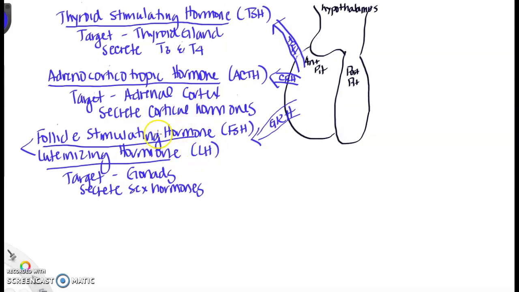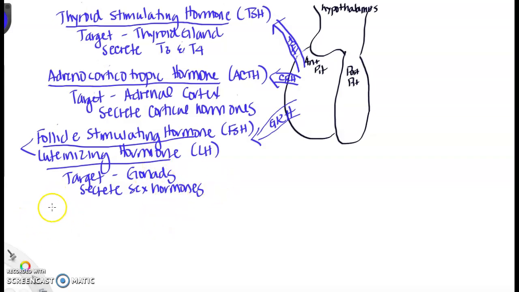Follicle stimulating hormone initiates the follicles that are formed in the ovary. It initiates sperm production, and luteinizing hormone stimulates the release of testosterone and estrogen and allows for ovulation.